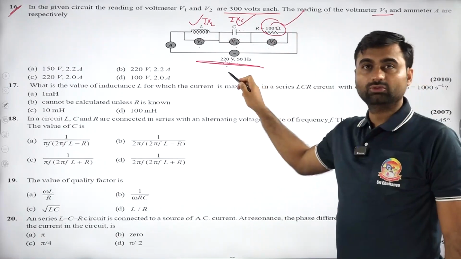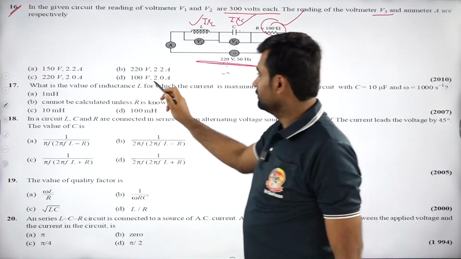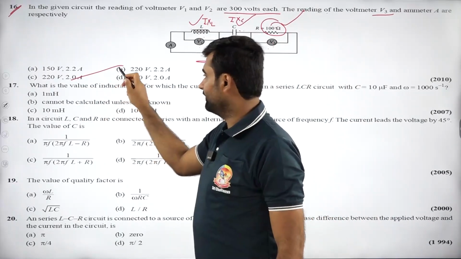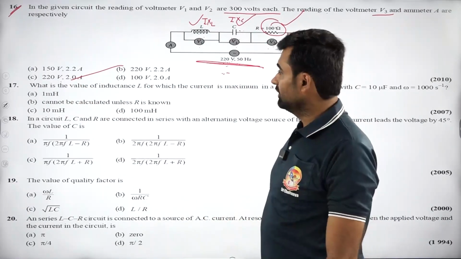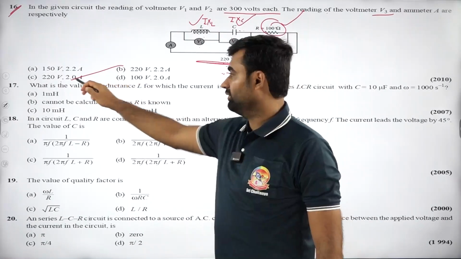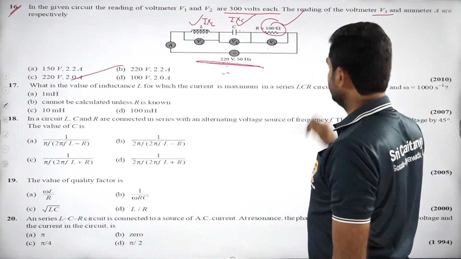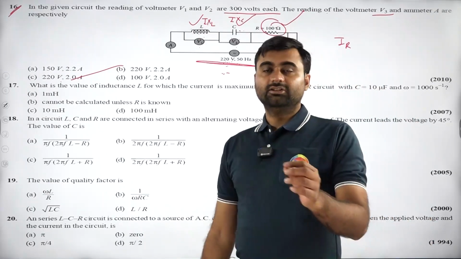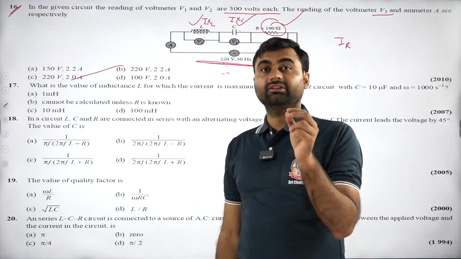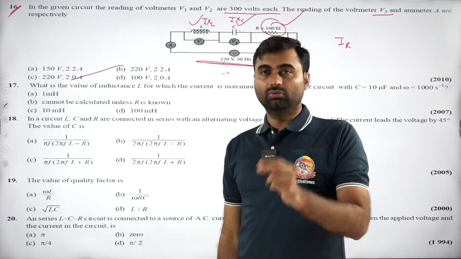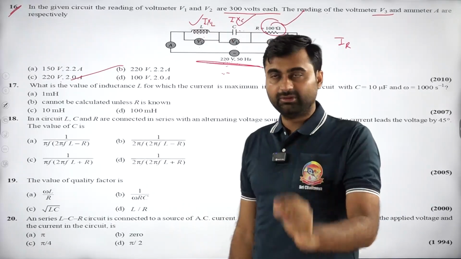So V3 equal to 220. Okay, 220 is given in two options, B and C. Now check current. Here 2.2, here 2. So you know, whatever current and voltage they give and ask, if they are only asking to find current, it means it is RMS. Only voltage is given, it means it is RMS.